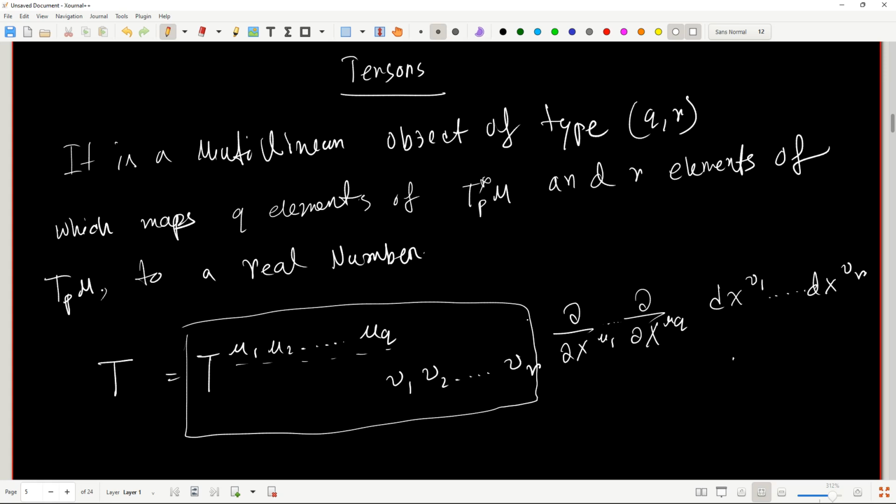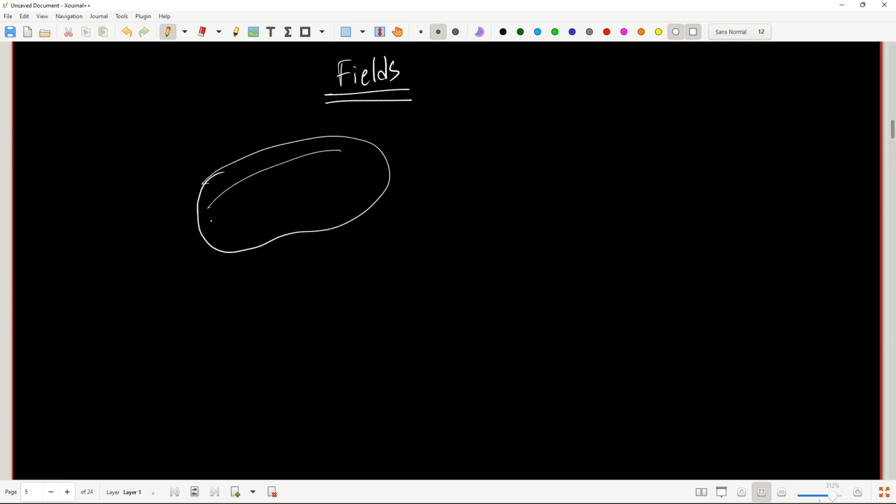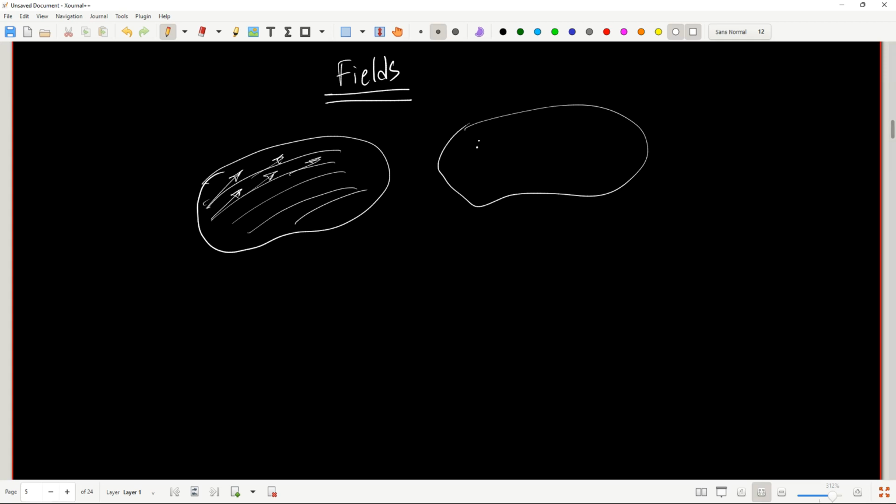Now that we have discussed these tensors, let's talk about something called fields on a manifold. What happens if we assign a vector smoothly to each point of the manifold that I was talking about earlier? If you have a manifold like this, you have these non-intersecting curves, you can have tangent vectors at each point, you assign them, and you have a vector field. If you wanted a scalar field, you would assign some number to each point, right?